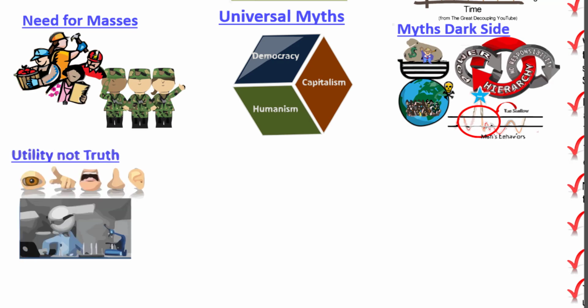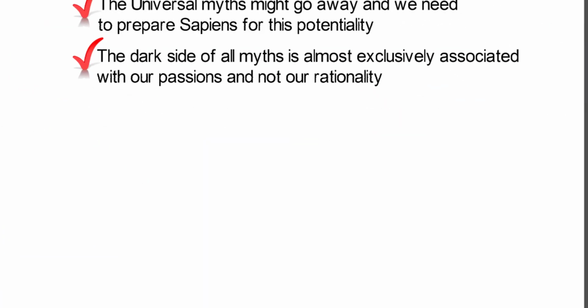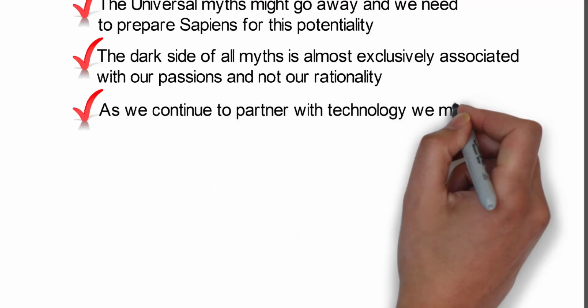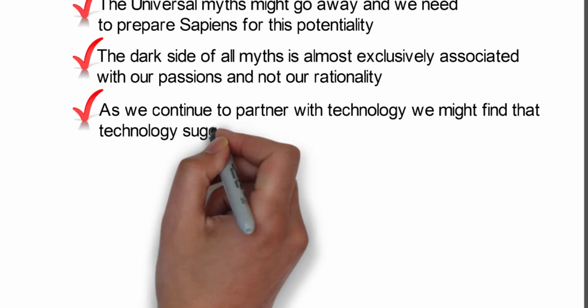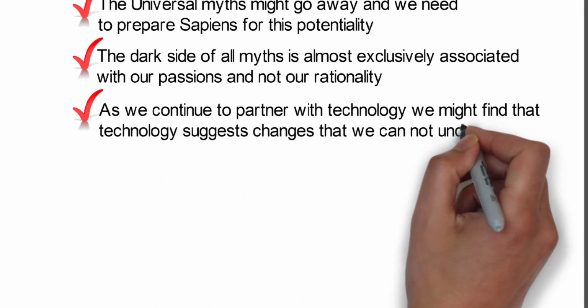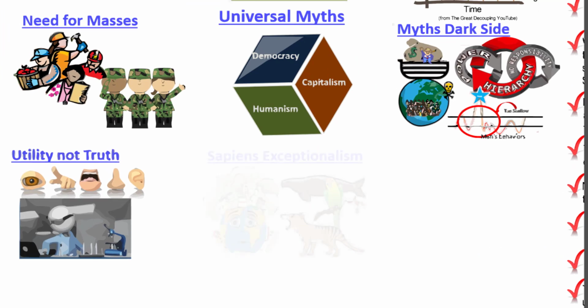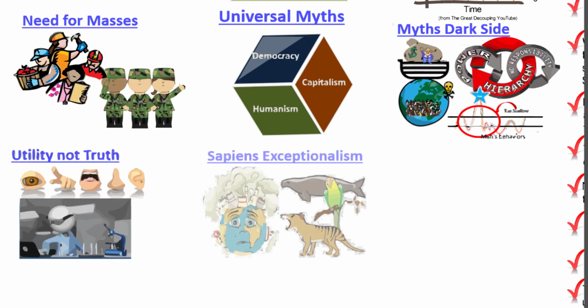Then he talks about utility, not truth, right? The idea that knowledge is based on what works for us and not on what is objectively true. So we've built a world that way, all right? And so the reason that's important is as we continue to partner with technologies, we might find that technology suggests changes that we cannot even understand or appreciate. And we may have to go with it, even though we don't understand it or appreciate it.